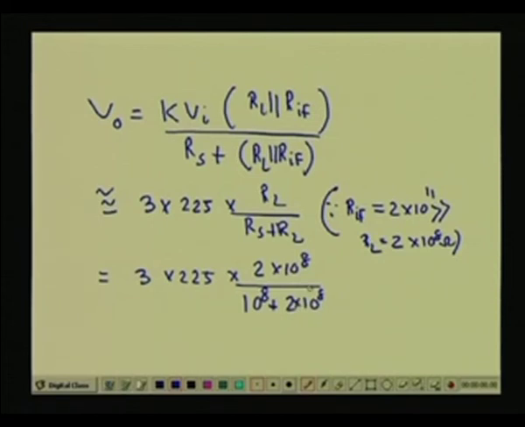right. So, this will give you 3 into 225 into 2 upon 3. So, it is coming up as, since this is in millivolt 225, so this also will be in millivolt, 450 millivolt. This is the answer.